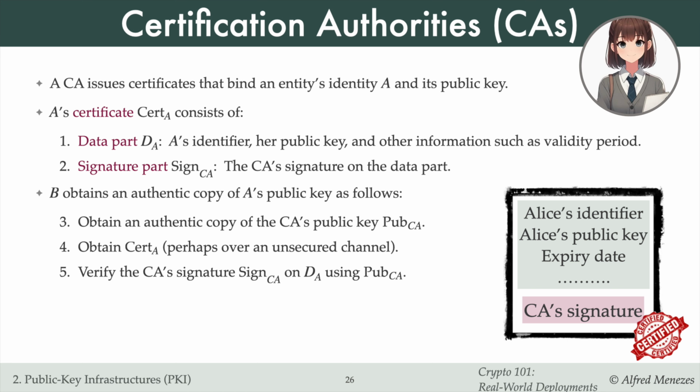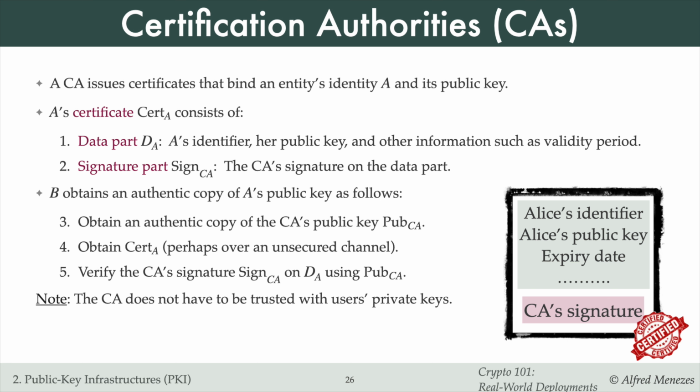In this context, the CA's public key is sometimes called a trust anchor. Anyone who possesses an authentic copy of the CA's public key can leverage it to verify the authenticity of public keys in all the certificates issued by that CA. In practice, trust anchor CA public keys are typically distributed by non-cryptographic means, for example by embedding them in a browser or an operating system. It's important to note that the CA does not have to be trusted with users' private keys. However, CAs must be trusted not to issue fraudulent certificates, either intentionally or due to incompetence.